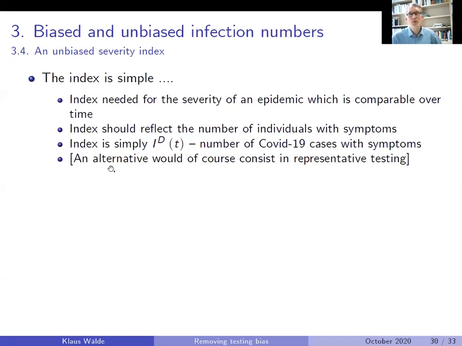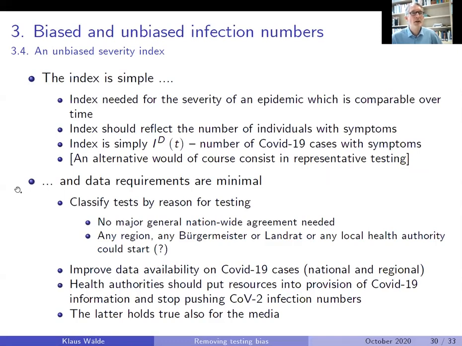An alternative would, of course, consist in representative testing, but no country can afford to do representative testing every day. So this is a theoretical alternative, but it's not realistic in practice. So what are the data requirements that we need? They're really small. All we need to do is classify tests by the reasons for testing. So if we have the number of tests reported by public authorities, we need to know why the test was undertaken. Does it come from a highway? Does it come from a scientific experiment? Does it come from a doctor?